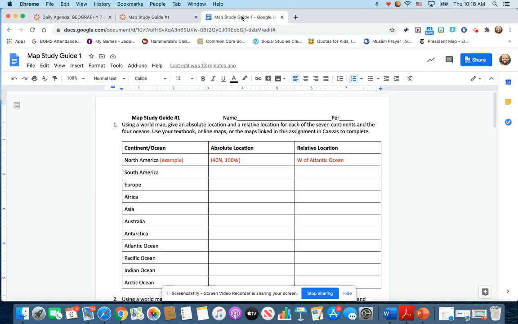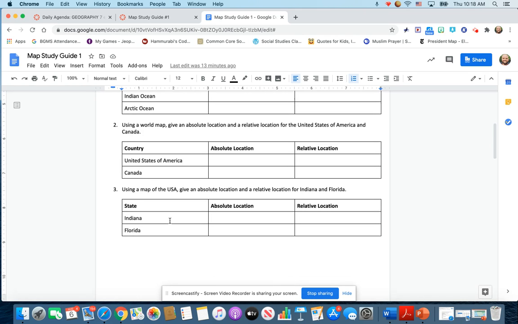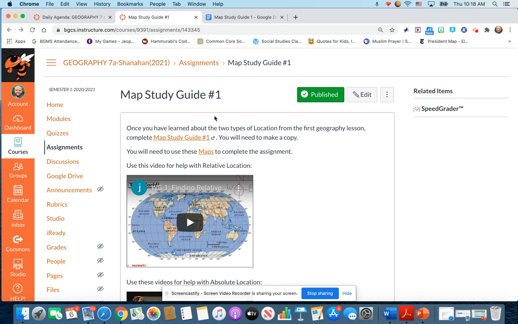The map study guide is going to help you learn how to find absolute and relative location for continents, countries, states, and eventually different mountain ranges and rivers and other physical features on our planet. To complete this map study guide, you'll need to go back into the assignments and open up the maps page.